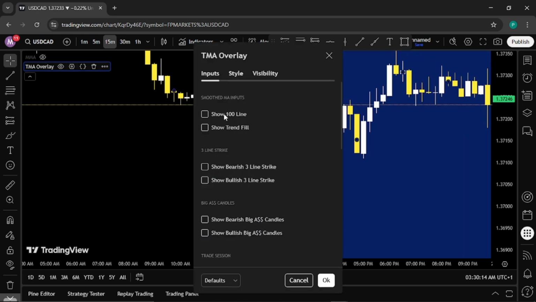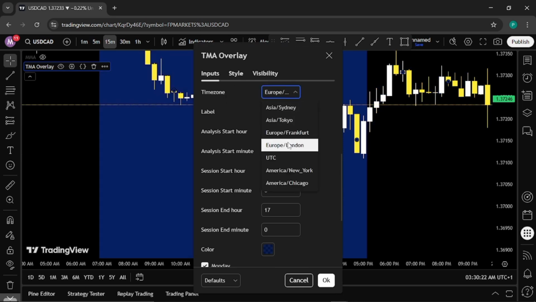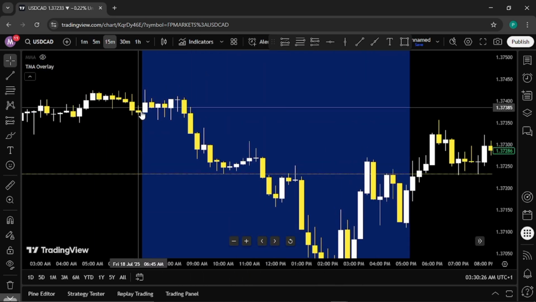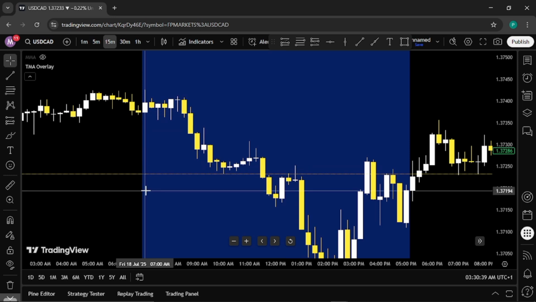So you go back to the setting of that indicator, and then you change. It's important that you change this time zone as well. Change it to Europe London, right? Europe London. It's going to make the chart go back to where you're supposed to have the time. And then if you check this out here, this is Friday 18th of July, which is the day before the recording of this video.